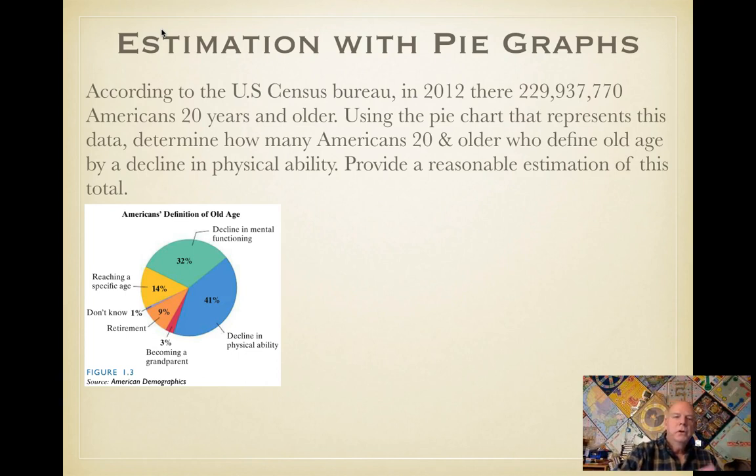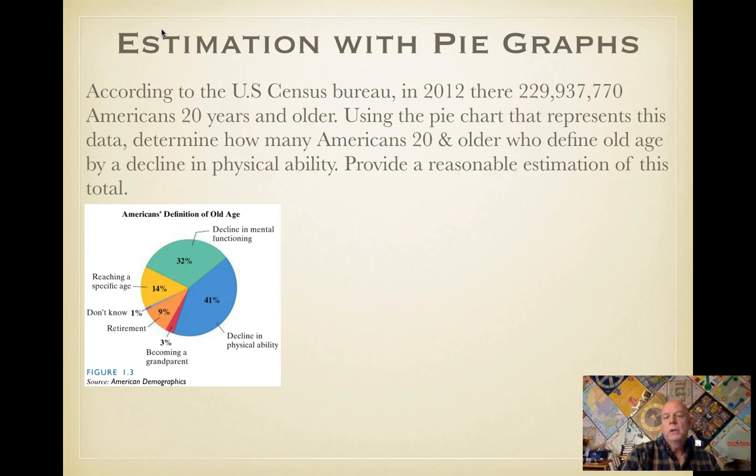Well, if we look at the chart here, the chart is titled Americans' Definition of Old Age. This is how people define old age. Okay? And if you'll look in the bottom right corner, there's the one that says decline in physical ability. That's what this question talks about. So that represents in the pie chart 41% of the people. That's how they define old age. Okay? A decline in physical ability. So we need to come up with a calculation that estimates how many of those 20 years and older said that.